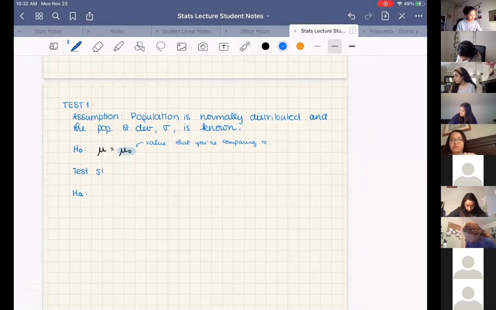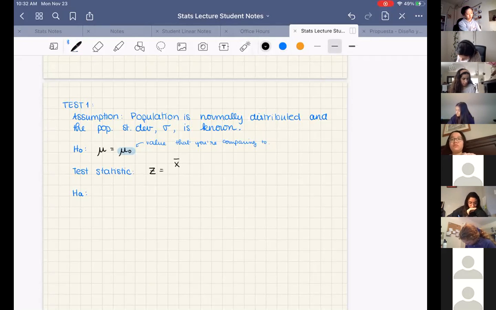So the test statistic in this case is going to be Z, which is equal to, from your sample, X bar minus. Now you'll be assuming that the null hypothesis is true, which means that we're assuming that the mean for the population is equal to mu naught, right? So that means that here you're going to subtract mu naught, and you're going to divide by sigma over square root of n.